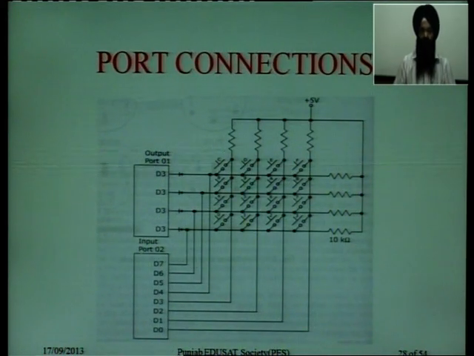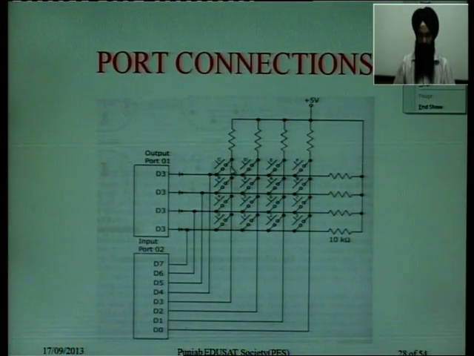These are the port connections in a keyboard. Here the input port is there, which contains the signals D0 to D7, and the output port contains D3 signal. So here we can easily detect which key is pressed, and for that key the hex code signal will be generated, and then the hex code will come to the output port here.